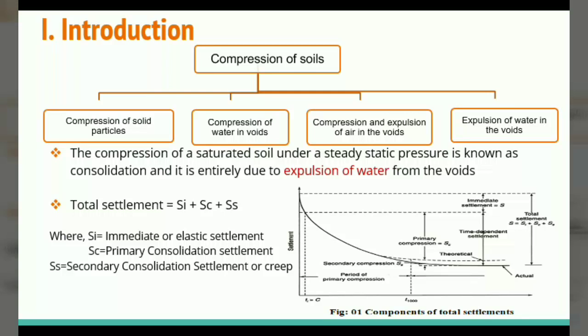So the total settlement is the summation of immediate or elastic settlement, primary consolidation settlement, and secondary consolidation settlement. So the first stage is the initial consolidation, the second stage is the primary consolidation, and the third stage is the secondary consolidation. So in this lecture, or whenever in coming lectures related to consolidation we talk about the primary consolidation, we can say directly consolidation.